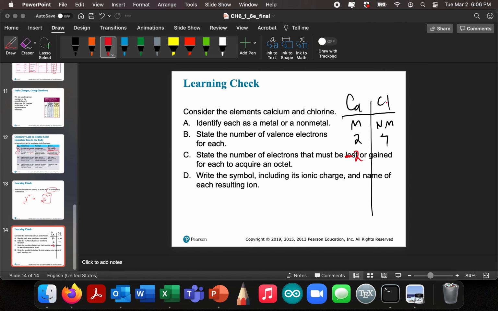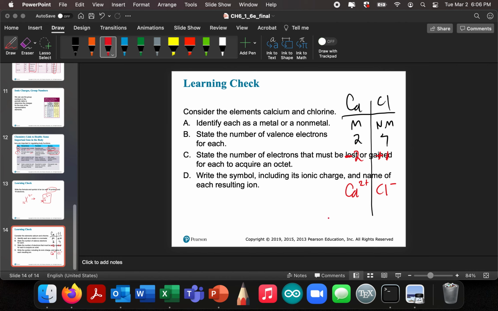Chlorine's a non-metal, so it's going to want to gain electrons. Well, how many electrons must chlorine gain in order to get 8? Looks like it's going to gain just 1. Right? And so that's going to give it 8. And finally, I know this is a little bit difficult to read, so pardon. So finally, write the symbol, including its ionic charge, and the name of each resulting ion. Calcium's going to lose 2 electrons, so it's going to be calcium 2+. And chlorine's going to gain 1, so it's going to become chloride.